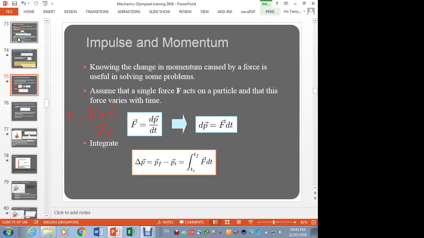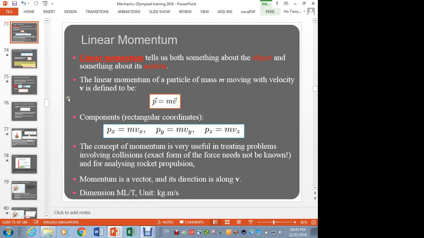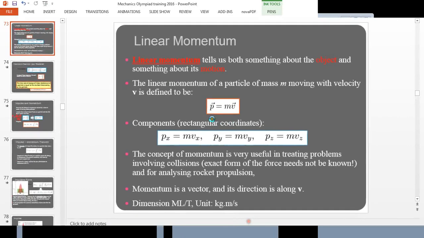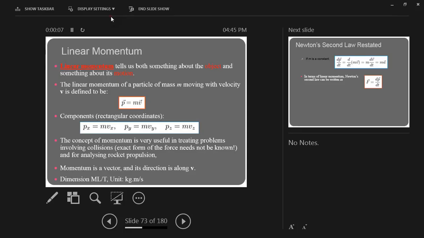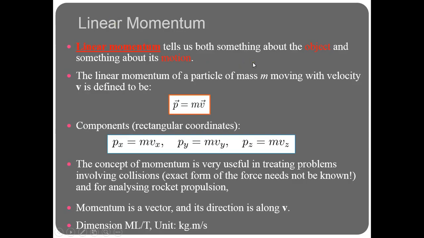Okay, starting from the front. Linear momentum is a product, P equals mv, the product of mass and velocity, which then allows us to write the rest like this, but that is not too important.